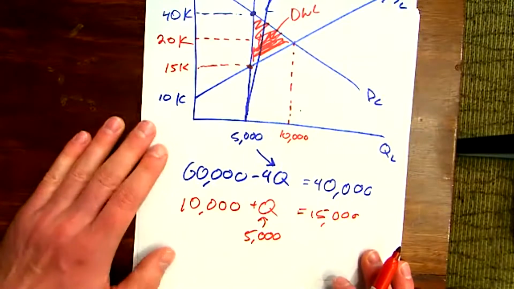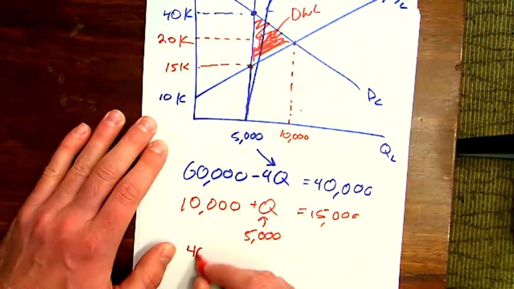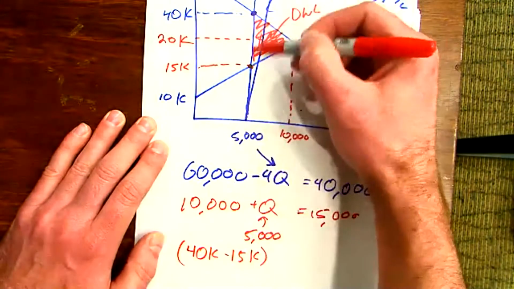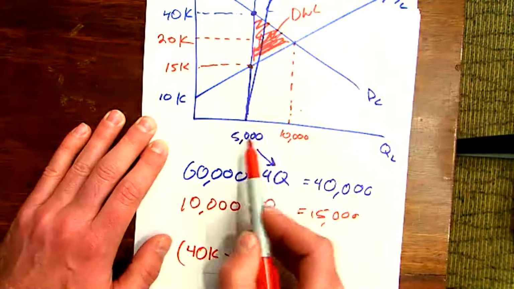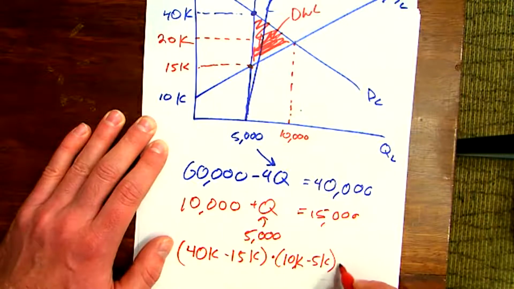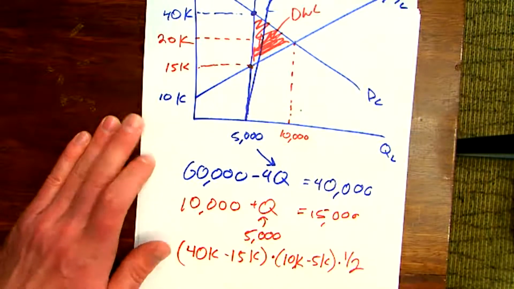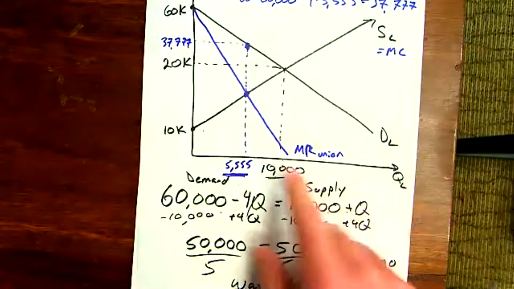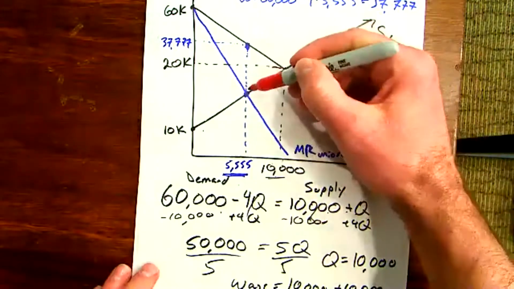All right, so we're looking for that deadweight loss. We're going to take 40,000 minus 15,000, right? That gives us our height. The base is going to be the difference between these two, so 10,000 minus 5,000. And then it's a triangle, so multiply by 1/2, right? So it's really just one additional step that we had to do in order to be able to calculate deadweight loss.